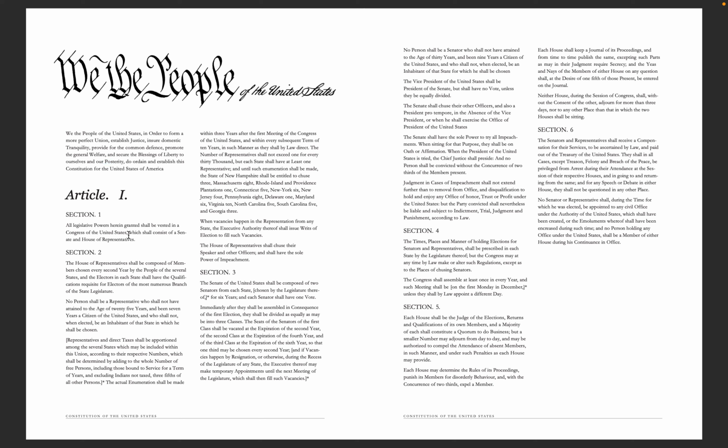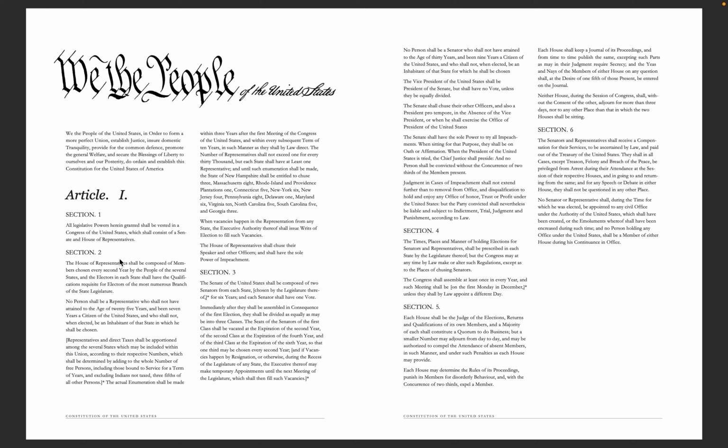Section 1 says all legislative powers herein shall be vested in a Congress of the United States. That's where we get our legislative branch from. And Section 2 outlines how long the term for the House of Representatives is, every second year. So every even-numbered year, we have an election to elect our representatives in the House of Representatives.